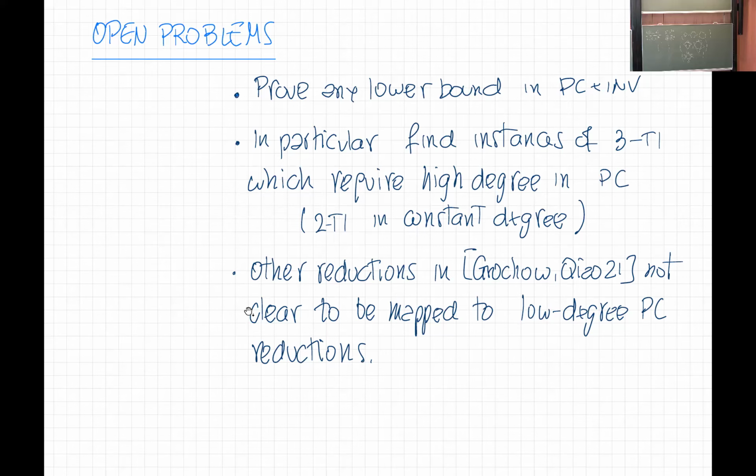About open problems here, I think that proving any lower bound in this system that I was telling you about, we tried, but we didn't know how to do. And for example, find instances of the three tensor isomorphism that require high degree to be proved in polynomial calculus.